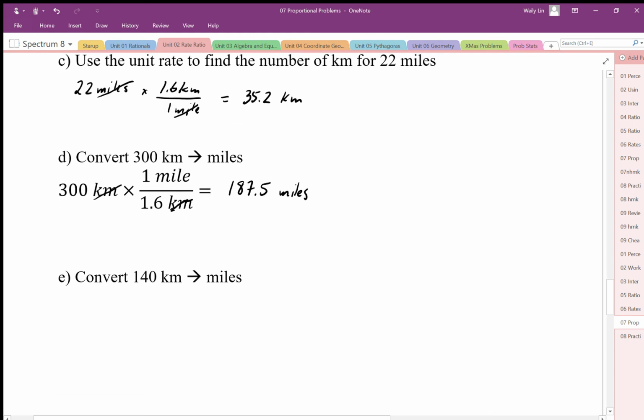Okay, so 140 kilometers to miles. I'm going to use 0.625 miles for 1 kilometer. Kilometer units cancel out, so I end up with 140 times 0.625, which is going to give us 87.5 miles.